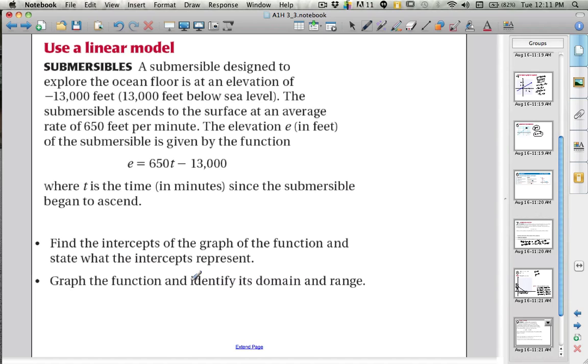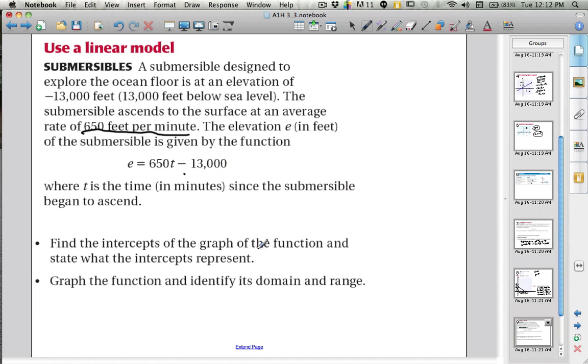As a final problem, let's take a look at this item with the submarines. So I have a submersible, which you might think of like a submarine. It's designed to explore the ocean floor at a level of 13,000 feet below sea level, so we're going to call that negative 13,000 feet. The submersible ascends to the surface at an average rate of 650 feet per minute. So the elevation in feet of the submersible at any given time will be equal to 650 feet times the number of minutes, minus the 13,000, which is the starting point.